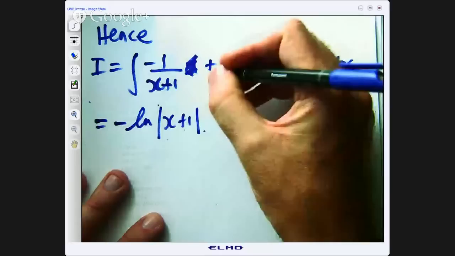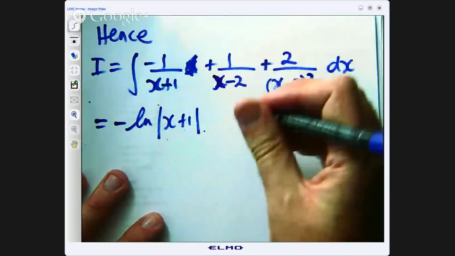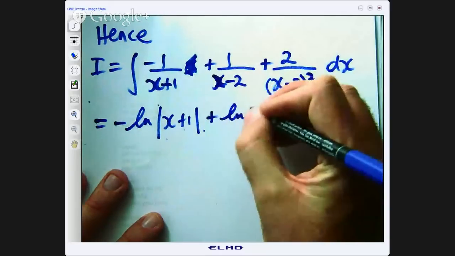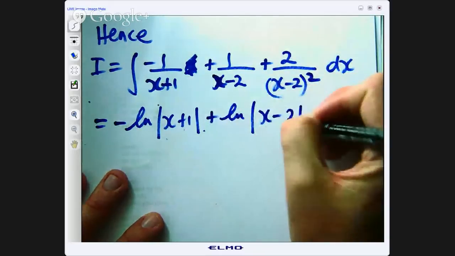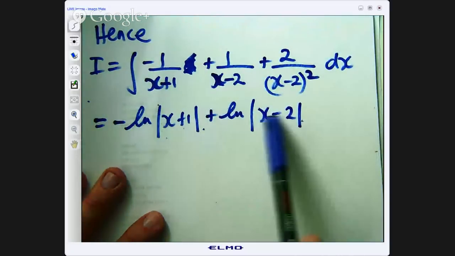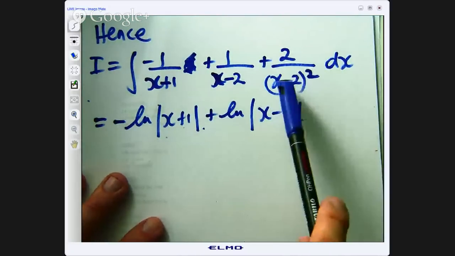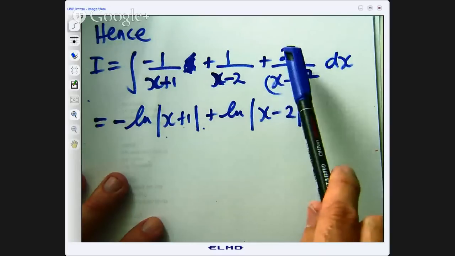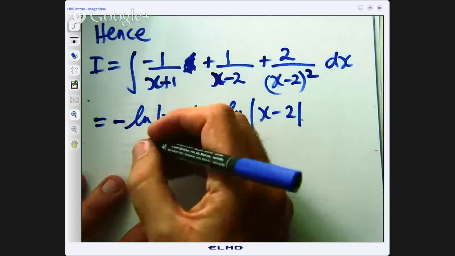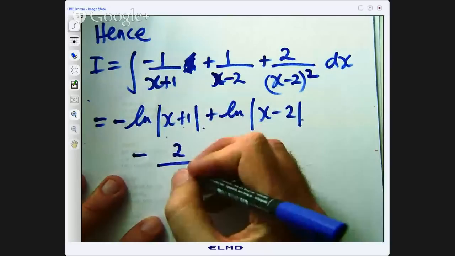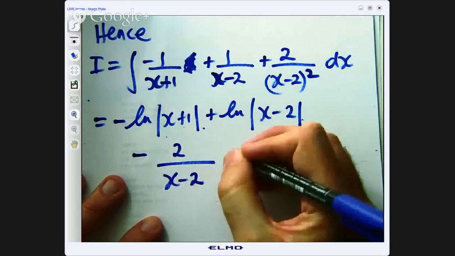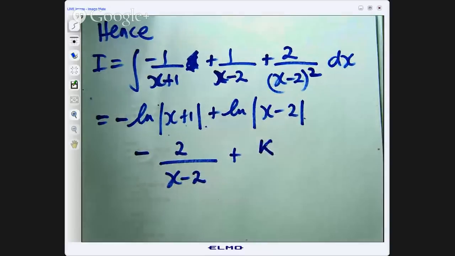This will be log absolute x minus 2. And you can combine these if you want to via log laws. And this will be something like something over x minus 2 with a negative. It's just the following. Okay, plus say a constant, let's say k.